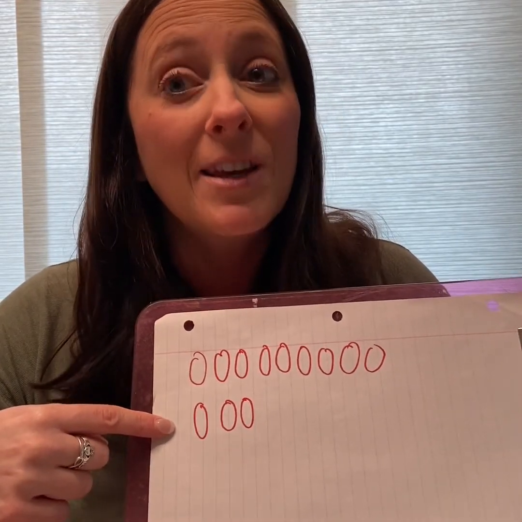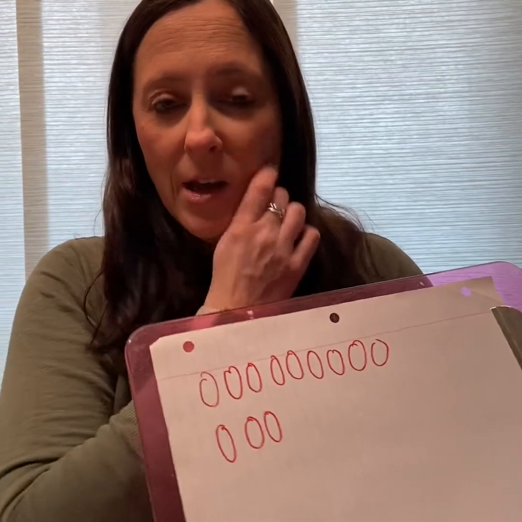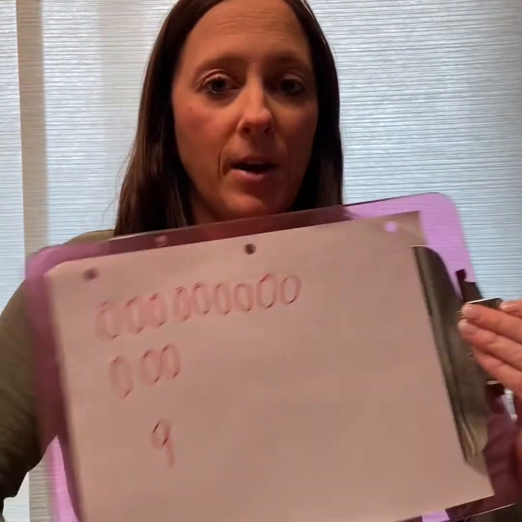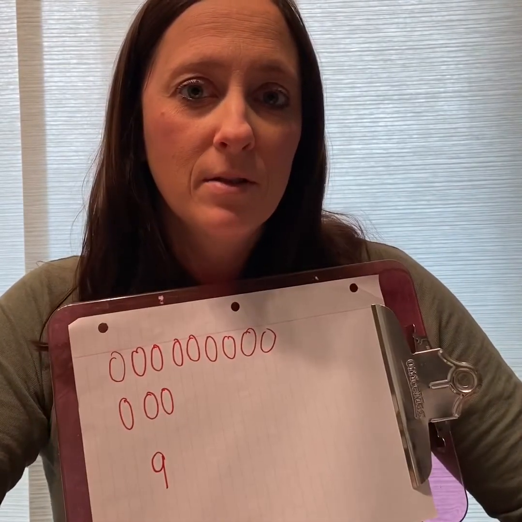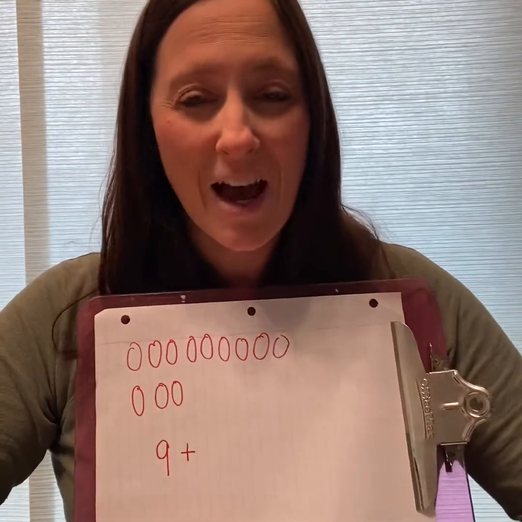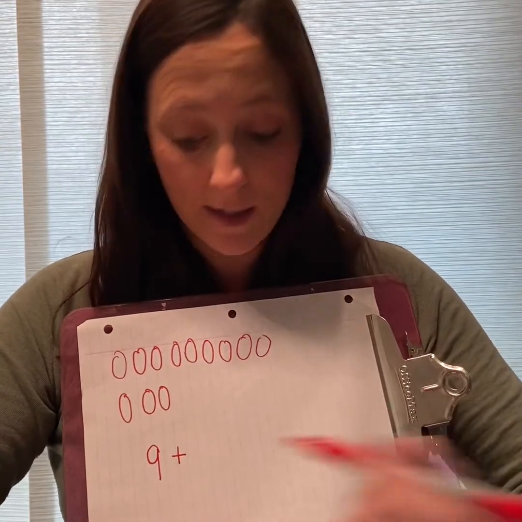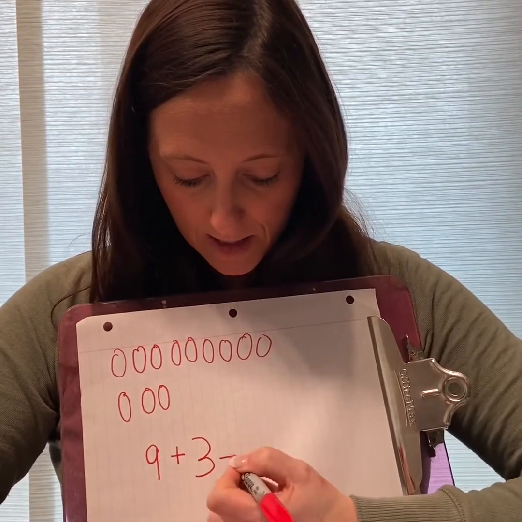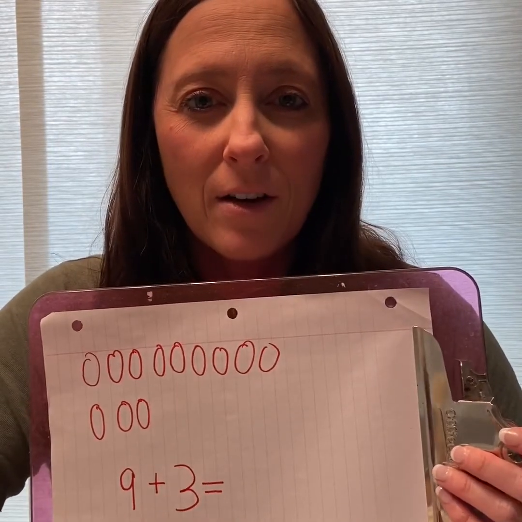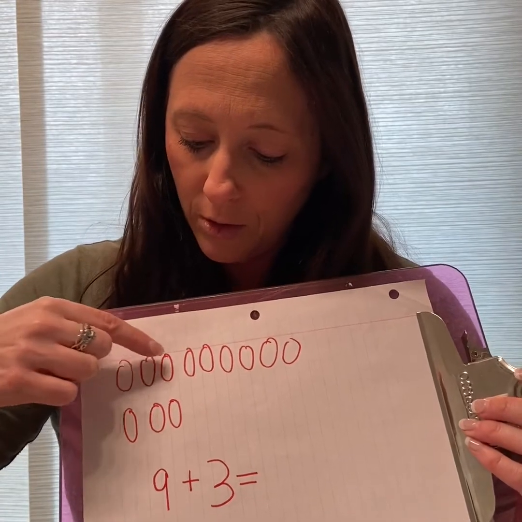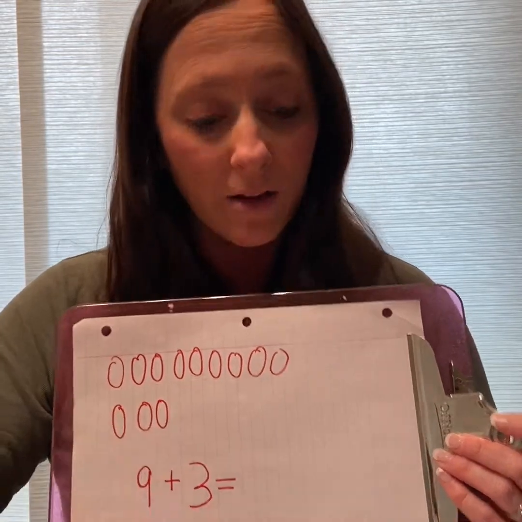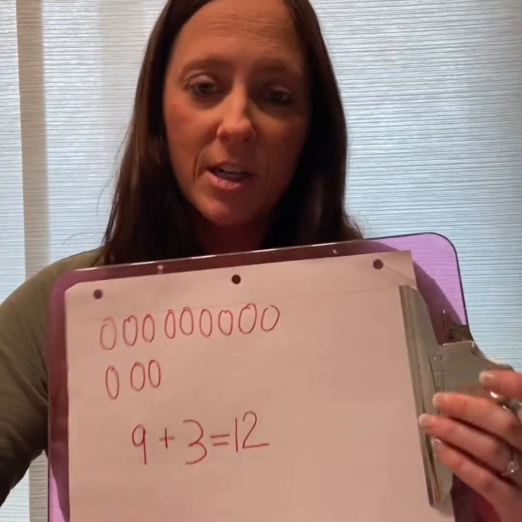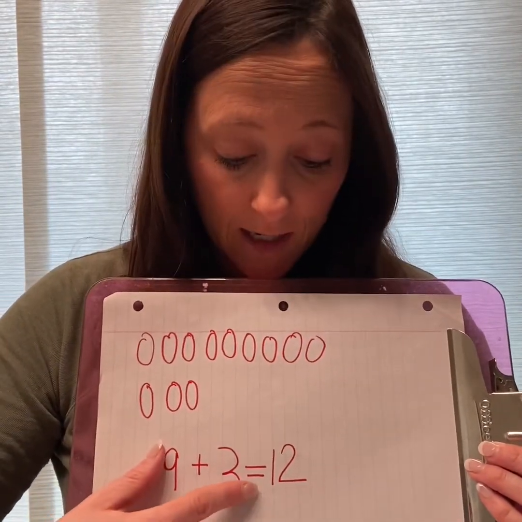Now, let's see if we can write the equation for that. We'll do this first one together. So how many Barbie dresses did Kari start with? She started with 9. Okay, and then are we adding, plus, or are we minus, taking away? We are adding. How many more dresses did Kari get? She got 3 more. Equals, how many dresses does she have all together? Let's count it together. 1, 2, 3, 4, 5, 6, 7, 8, 9, 10, 11, 12. So let's read our equation together. 9 plus 3 equals 12.